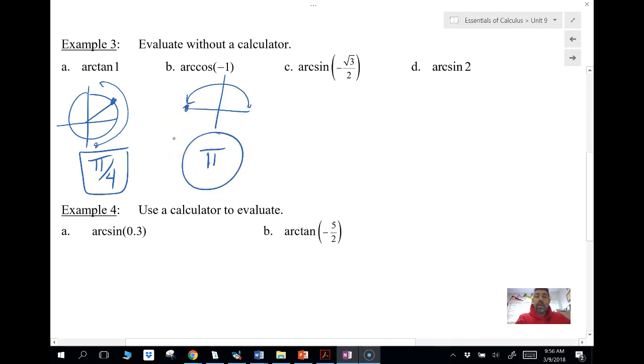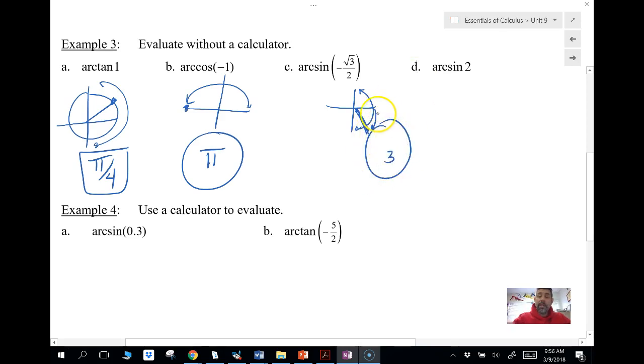What's the arc sine of negative √3/2? So arc sine is asking really where's the y value in my unit circle -√3/2. Again, arc sine can only be here and here. My y value is negative, so it's going to be the long angle here, and this angle here is going to be -π/3.